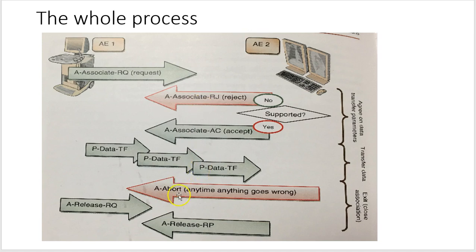Assuming there's no reds in this transaction, it all stays green. Then once it's done sending, because only the cart knows how many data packets for an image it has to send, right? This side can't do a release because it never knows when this side will be done. Once it knows it's done sending, it will send a release, it will send a release response, and the connection is terminated. Voila. That's how it goes.